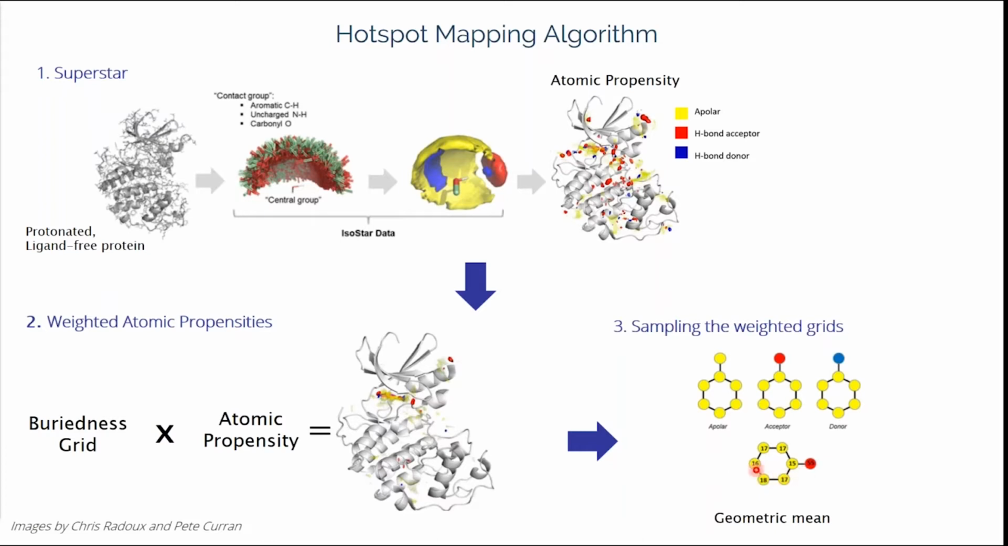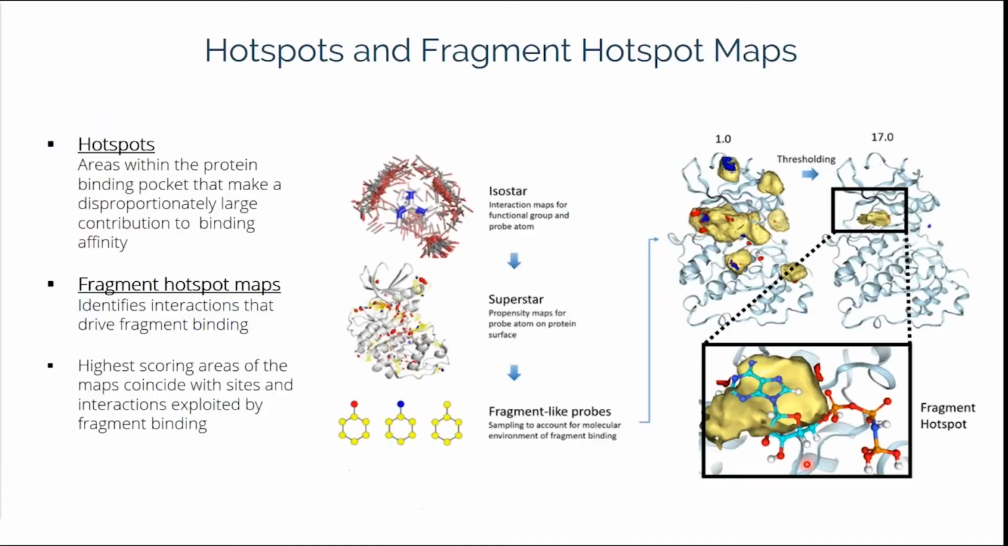So poses are scored by taking the geometric mean of all the individual atom scores. And this is done basically to disregard poses that clash with the protein, since those automatically get a score of 0. And then the highest score observed at each point is kept.